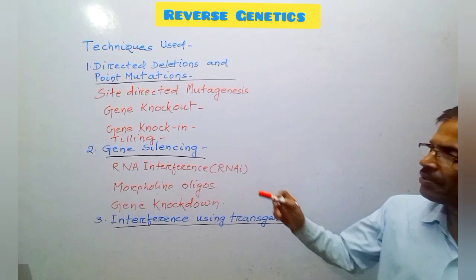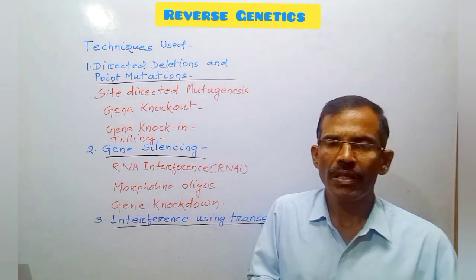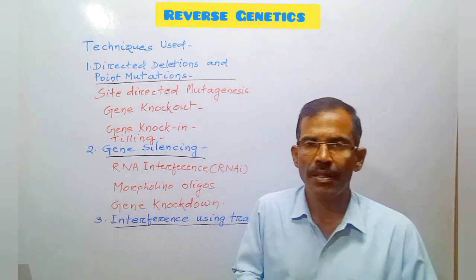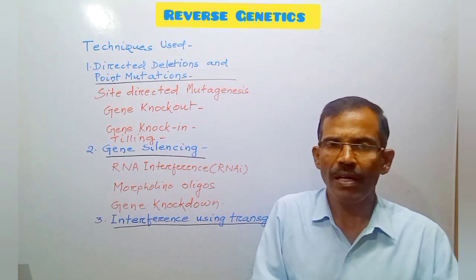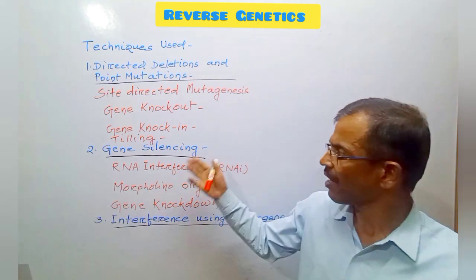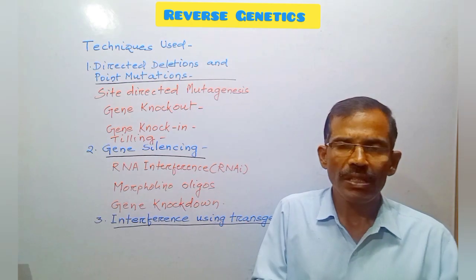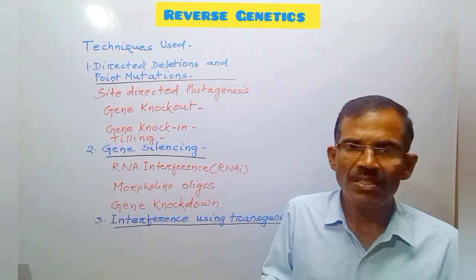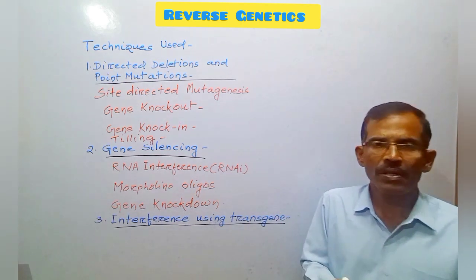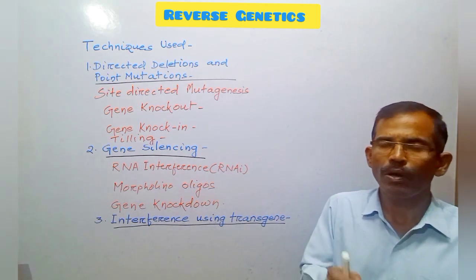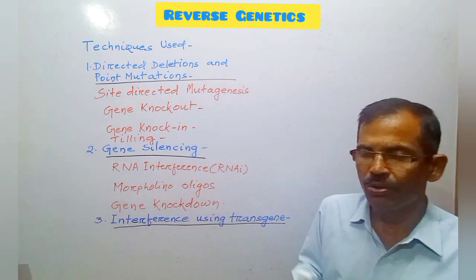Second one is gene silencing. Suppression or interruption of gene expression at transcriptional or translational level is known as gene silencing. Gene silencing by using double-stranded RNA is called RNA interference. In addition, gene expression can also be disrupted by using morpholino oligos.